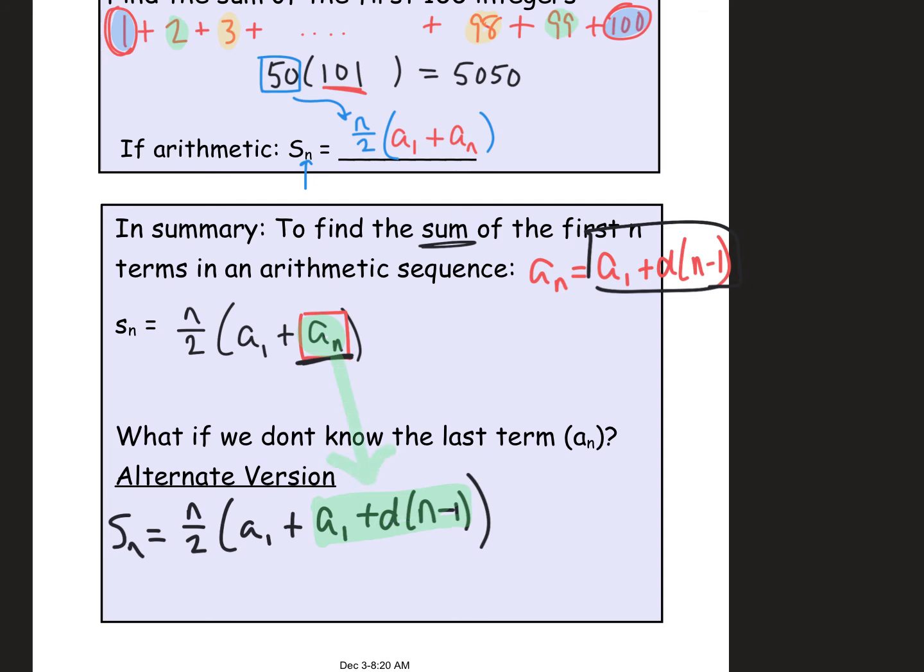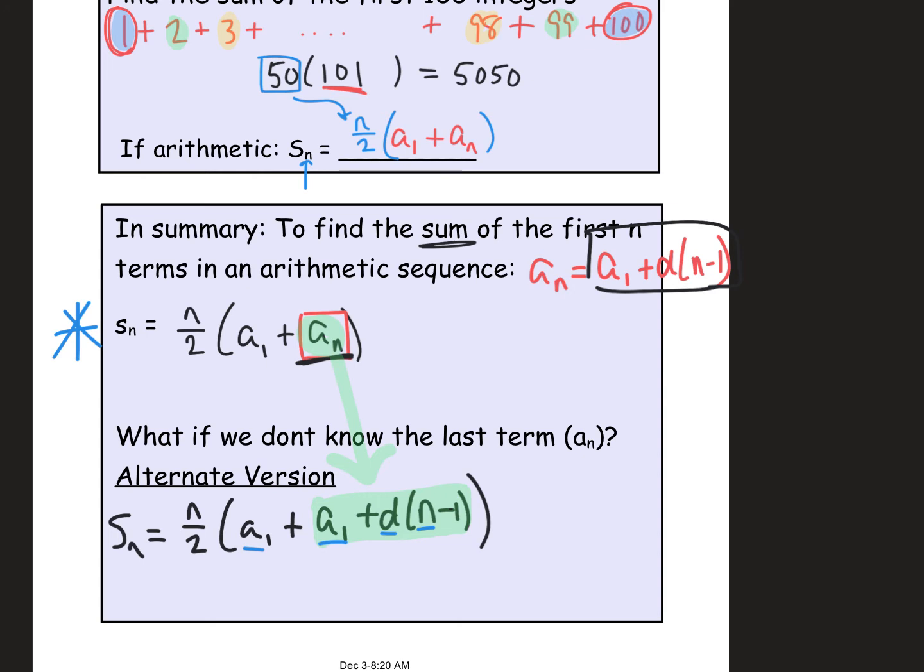Now with this alternate version here, we don't need to know the nth term. All we really need to know is the first term. If you look at what's in this formula here, we just need to know the first term and the common difference, and then how many terms there are. So that's an option. And I just want to go through an example showing you how to use each of these. I'm going to use this sum formula right here and answer the question.